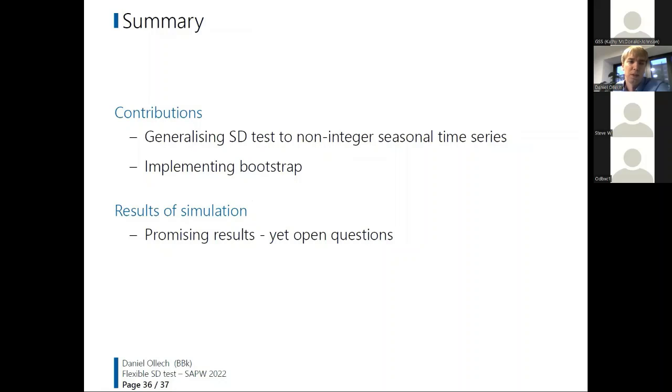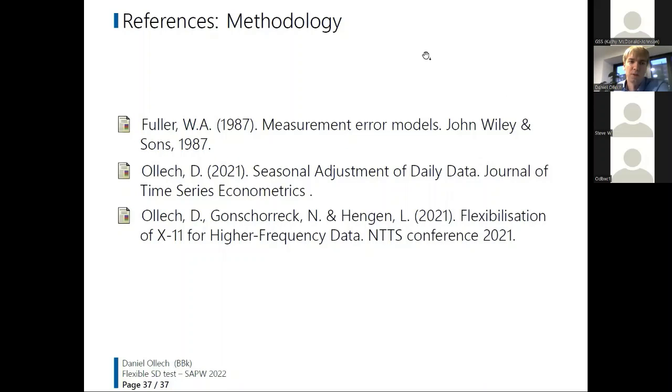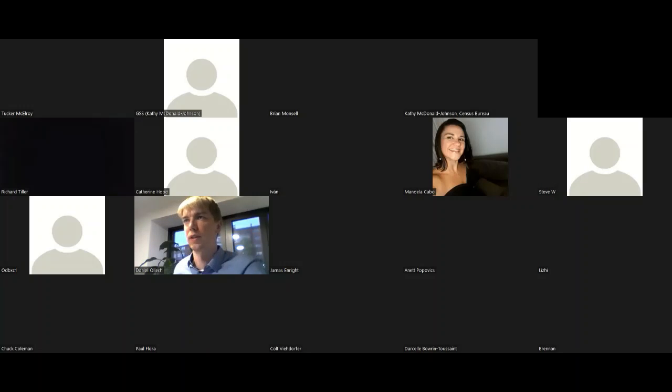Right, so summing up, I have some ideas how to generalize the F-test on seasonal dummies to non-integer seasonal time series. I showed how to implement a bootstrap, and the results are promising from some simulation studies I started, but there are yet some open questions. All right, and here are some references. All right, that was it.